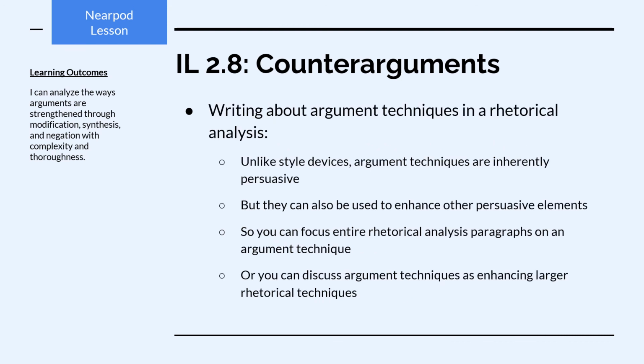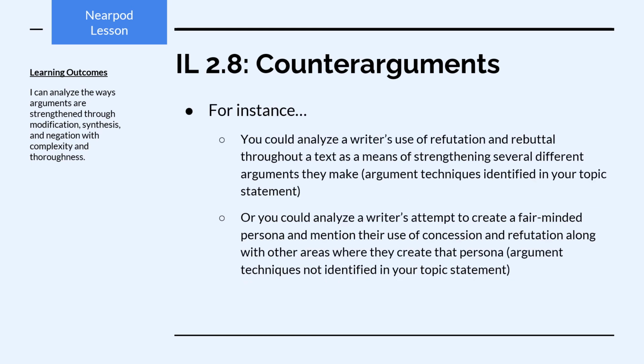When you write about argument techniques in your rhetorical analysis, it's important to keep a few things in mind. Unlike style devices, argument techniques are actually inherently persuasive, but they can also just be used to enhance other persuasive elements like style elements. So when you write about an argument technique, you can focus an entire rhetorical analysis paragraph on a single argument technique, or you can discuss argument techniques like you would style devices as enhancing other rhetorical techniques. For instance, you could analyze a writer's use of refutation and rebuttal throughout a text as a means of strengthening several different arguments that that writer makes.